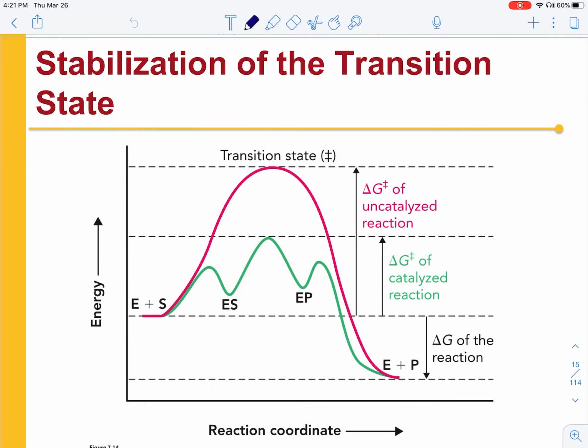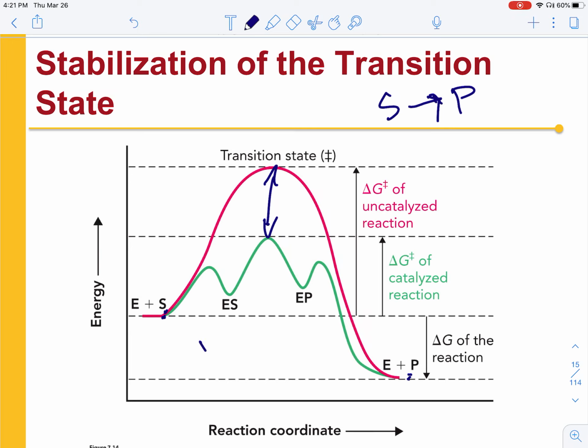We said that in a regular reaction of S to P, you're starting at an energy level here, the product is of lower concentration, and then the enzyme helps lower the activation energy, and a small decrease in the activation energy causes a large increase in the reaction rate, or the speed at which the reaction goes. It doesn't change the delta G at all.